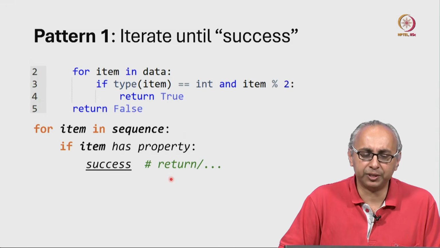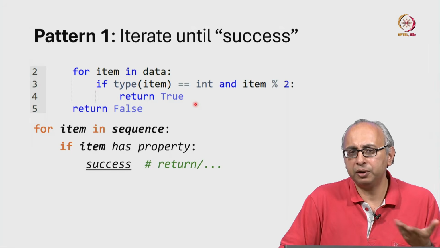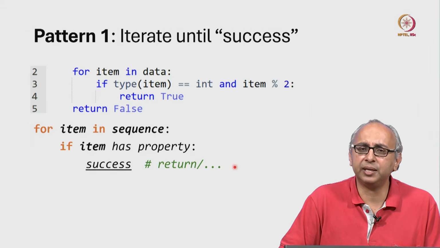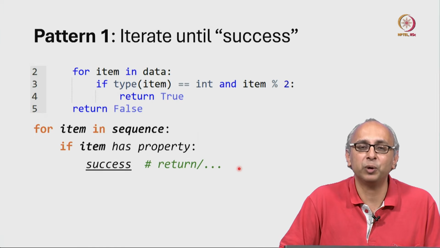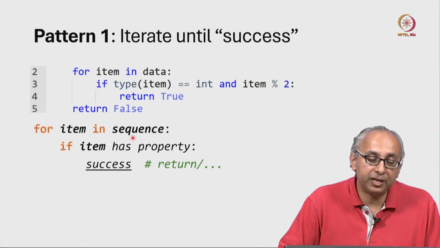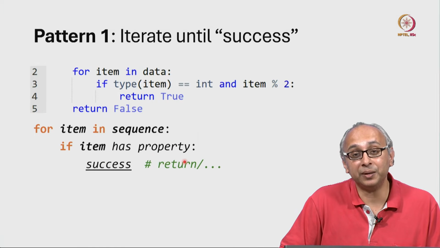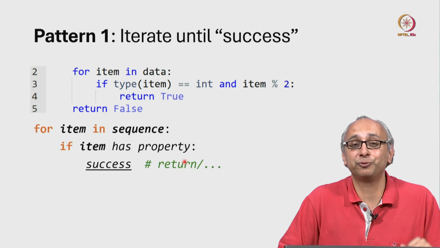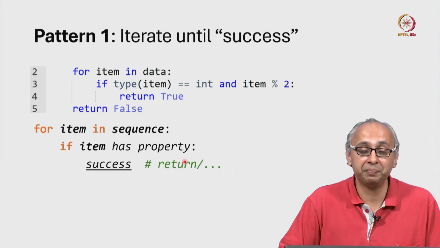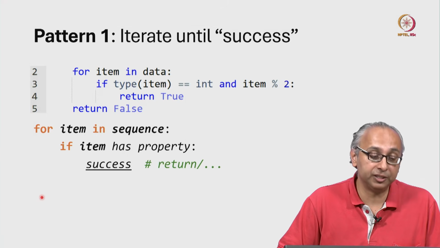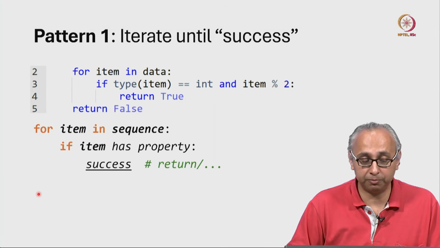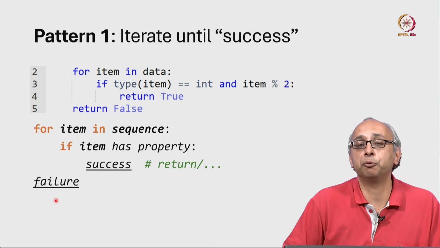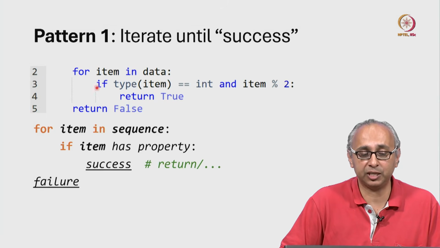That something could be a return like we have over here, or it could be something else. And we will see there are variations here that you can do. It depends on the problem that you are working with. But if none of the items has this property, then you will fail to find the success condition. And so after the body of the for loop, not indented in the body, but after the body of the for loop, we would somehow declare failure. In this case, we did that by returning false.